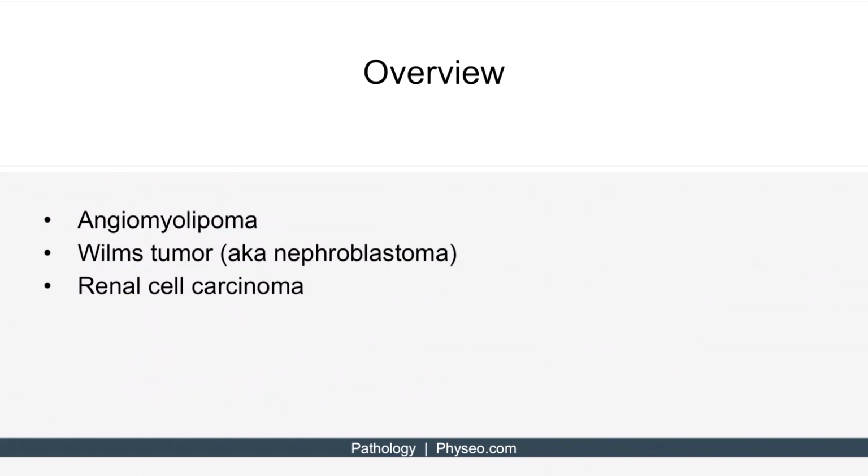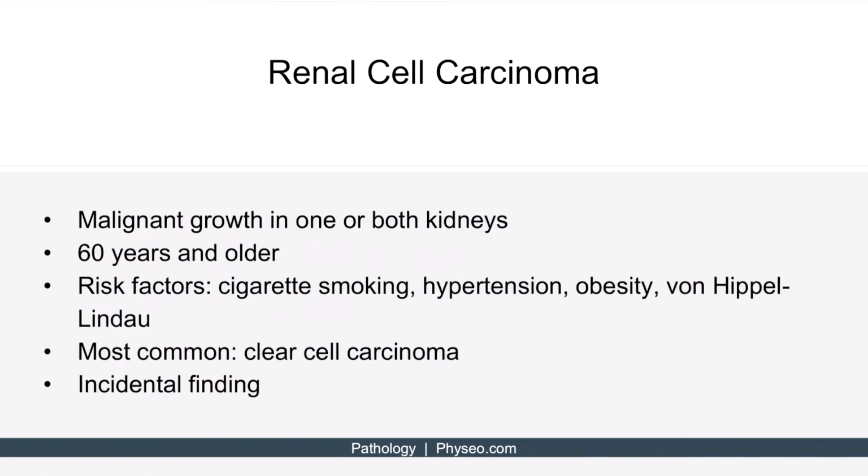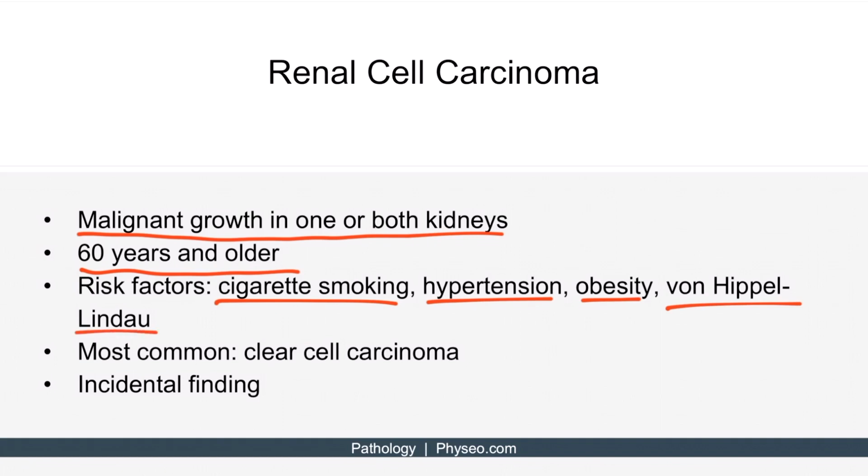We'll finish this lecture by talking about renal cell carcinoma. Renal cell carcinoma is a malignant growth in one or both kidneys. It's most common in individuals age 60 or older, and there are a few known risk factors for this. The biggest modifiable risk factor is cigarette smoking. Other risk factors include hypertension and obesity. There are also genetic conditions such as von Hippel-Lindau, which can increase the risk as well.